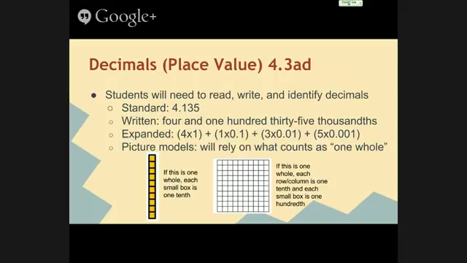So they're going to see both equally as likely, so throwing some probability in from the last time, but they just need to make sure that they are transferring that a little box doesn't always equal a tenth. A little box doesn't always equal a hundredth. It's going to depend a lot on what is the one whole.